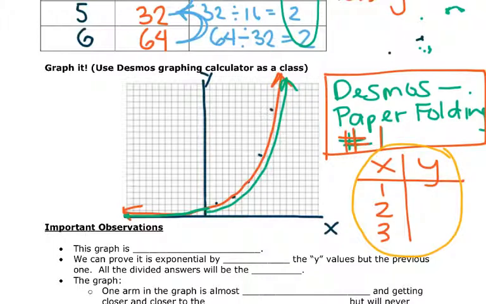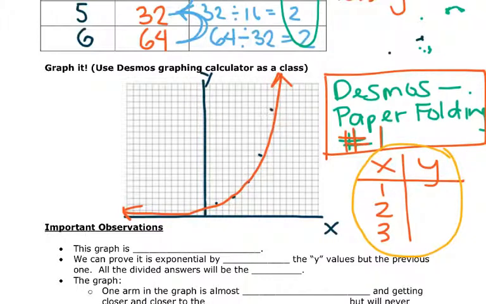In the next lesson, we're going to look at this arm up close and personal, and we're going to zoom in, zoom in, zoom in, and it's going to get incredibly close, but it's never going to touch. So again, what an exponential relation is going to look like is one arm is going to increase very quickly or decrease, and the other arm is going to get very, very close to the x-axis, but it's never ever going to touch.